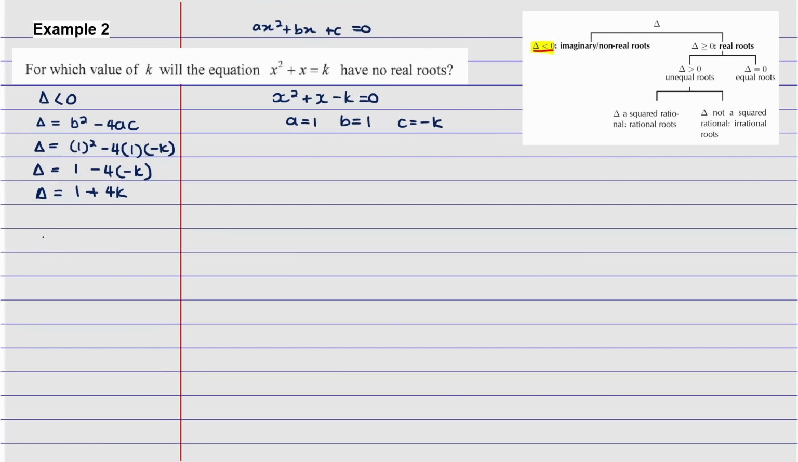So let's substitute it. Delta is equal to 0, so it's going to be 1 plus 4k, right? Is less than 0. So take the 1 to the other side. It's going to be 4k is less than negative 1. Divide both sides by 4. So k is less than negative 1 over 4. And that's going to be your k value when you have no real roots, right? So that's how you would answer this question.